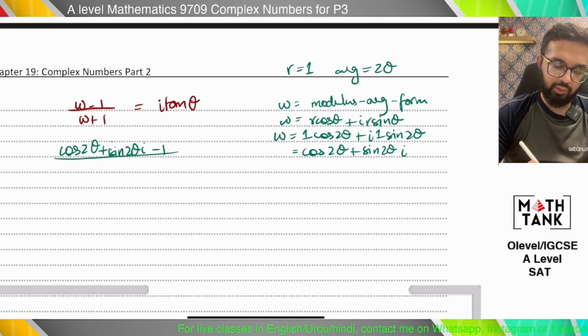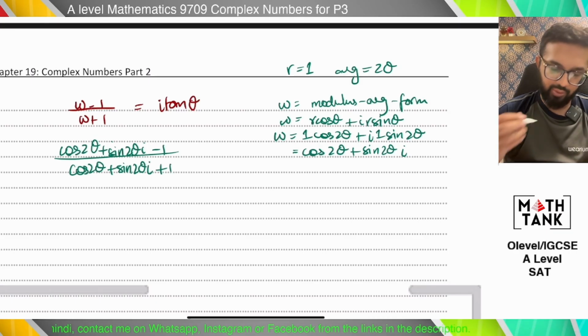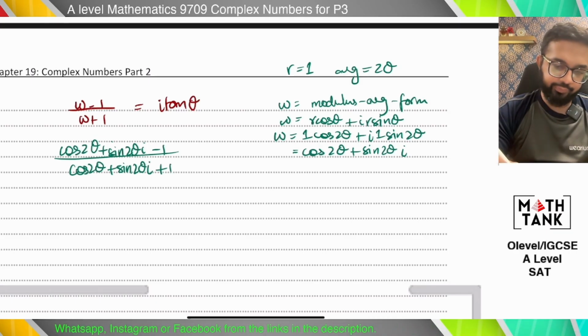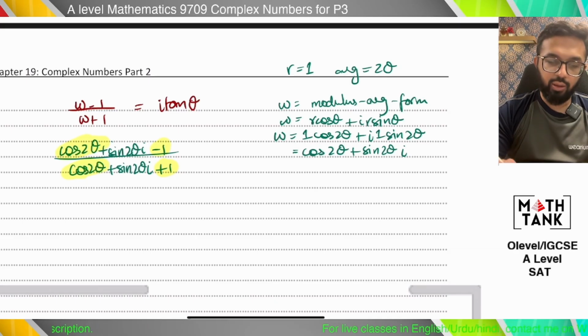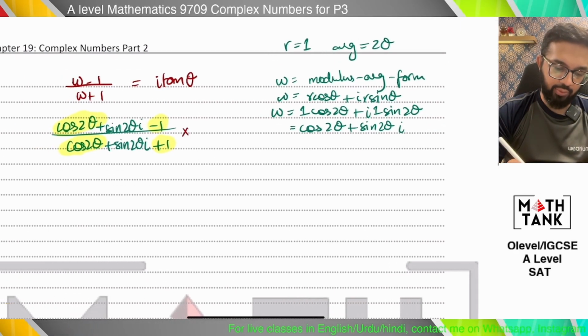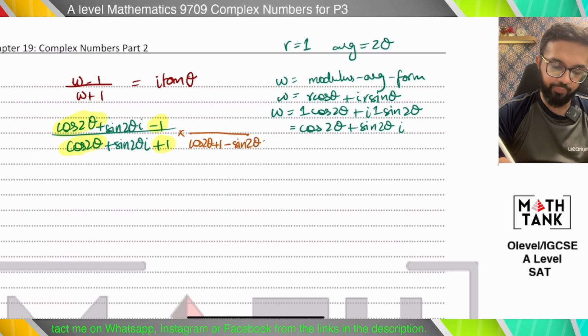Minus 1 plus 1. Okay, so there are real parts and then imaginary parts. Again, if I need this in the numerator, I will have to rationalize this. So what I'm going to do is multiply the denominator with cos 2 theta plus 1, which is the real part, and change the imaginary part to minus sine 2 theta i, and multiply the numerator with that as well.